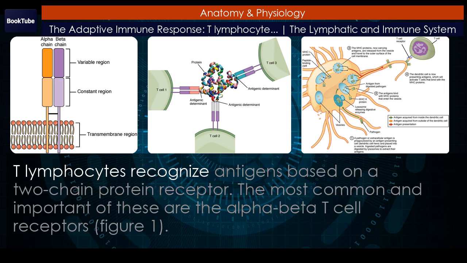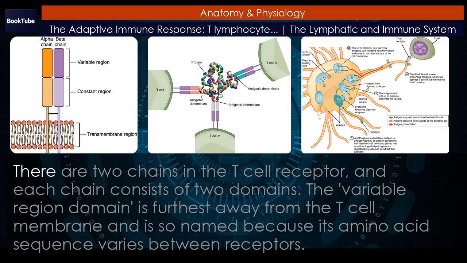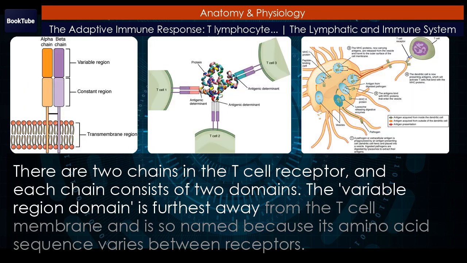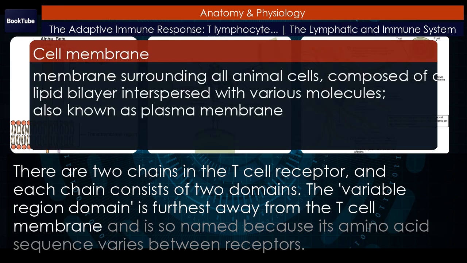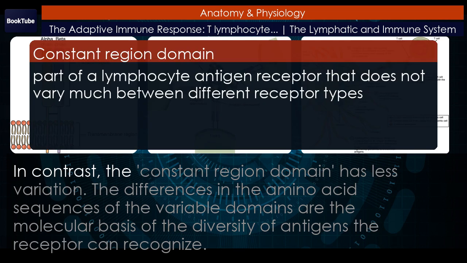T lymphocytes recognize antigens based on a two-chain protein receptor. The most common and important of these are the alpha-beta T cell receptors. Figure 1. There are two chains in the T cell receptor, and each chain consists of two domains. The variable region domain is furthest away from the T cell membrane and is so named because its amino acid sequence varies between receptors. In contrast, the constant region domain has less variation.